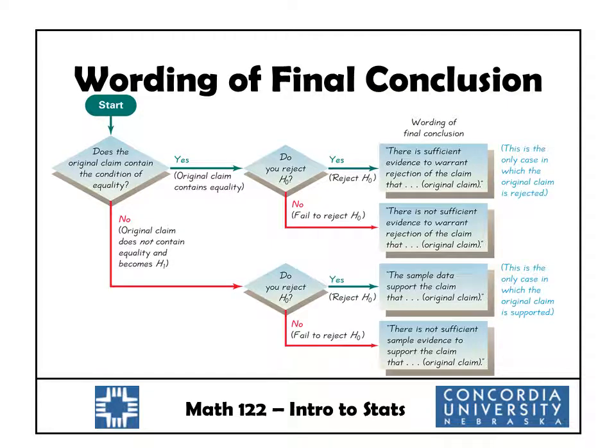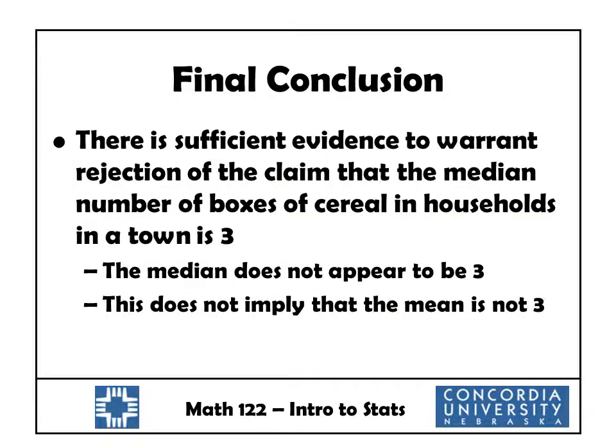Word the final conclusion the same way. The original claim did contain equality, and I did reject the null hypothesis. So there is sufficient evidence to warrant rejection of the claim that the median number of boxes of cereal in households in a town is 3. So I reject the claim that the median is 3. So in other words, the median does not appear to be 3. Now exactly what that median is, I don't know, but it doesn't appear to be 3.